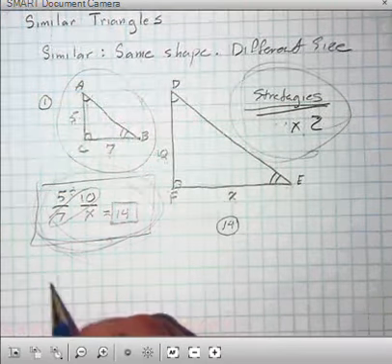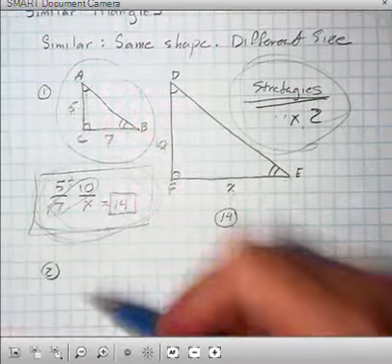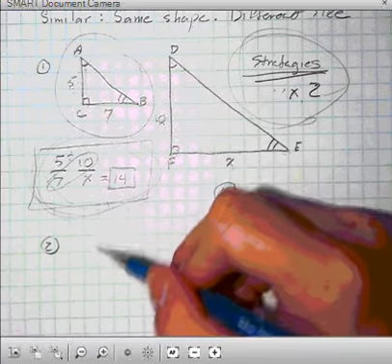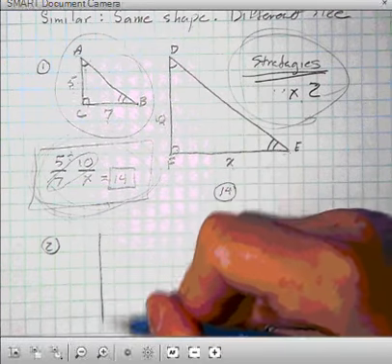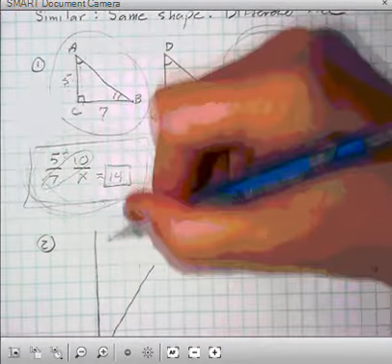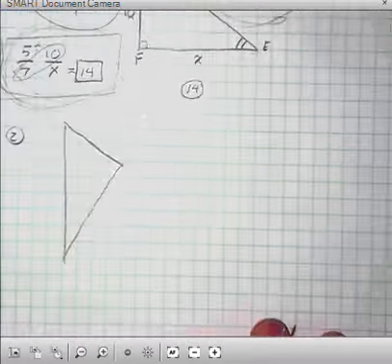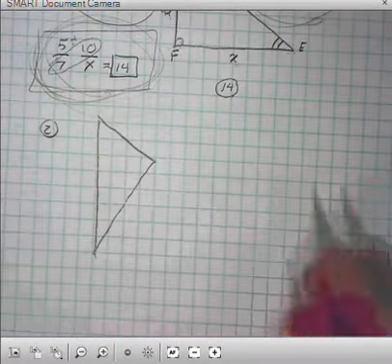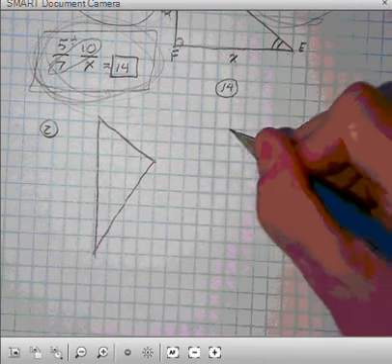Let's try another one. Let's make this one a little bit harder. We're going to rotate the shape a little bit. Let's make it... I'm going to try and draw this one good, but I don't know if this will work out. I'm not so good at drawing the triangle part.